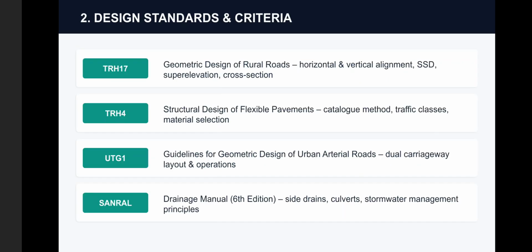For the design standards, I used TRH17, TRH4, UTG1 and the Sunrail drainage manual. The TRH17 and UTG1 basically go hand in hand, since this is for a rural area. So I used the TRH17 and UTG1 to check horizontal and vertical alignments, stopping sight distance, super elevation, and cross-section checks. The TRH4 I used to do my pavement design, and the Sunrail drainage manual I used to do my conceptual stormwater drainage.